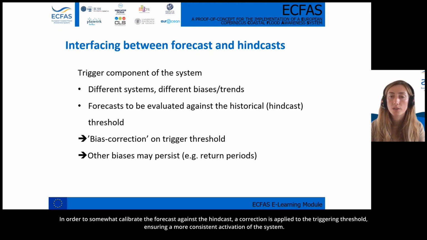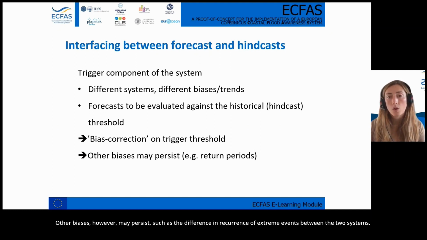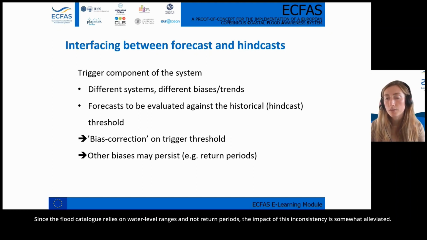In order to somewhat calibrate the forecast against the hindcast, a correction is applied to the triggering threshold, ensuring a more consistent activation of the system. Other biases, however, may persist, such as the difference in recurrence of extreme events between the two systems. Since the flood catalog relies on water level ranges and not return periods, the impacts of this inconsistency is somewhat alleviated.